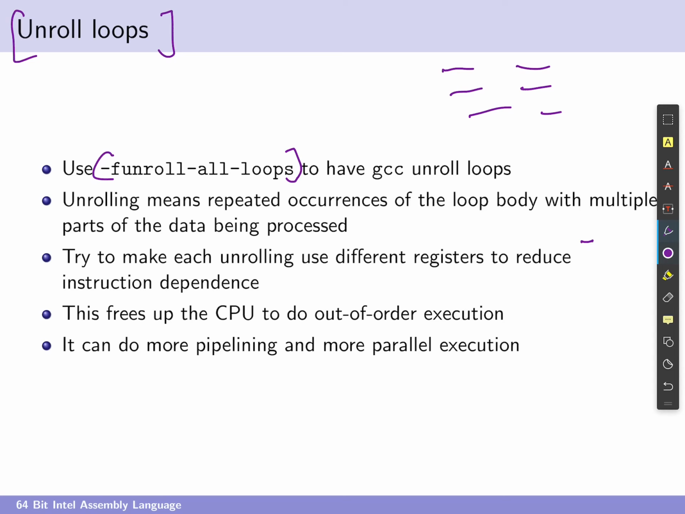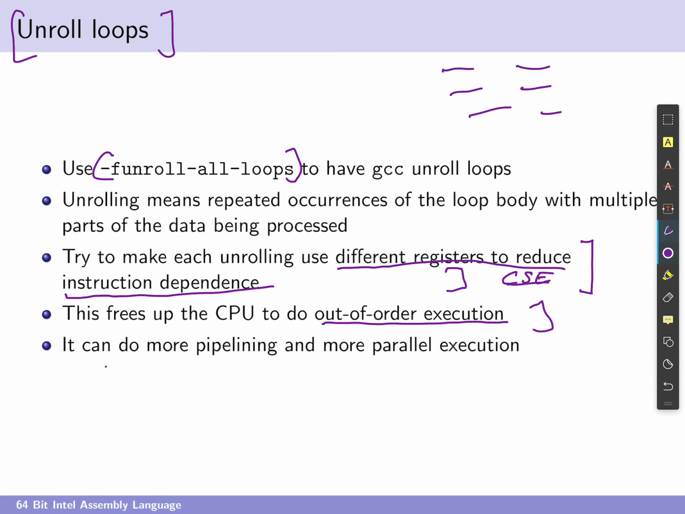There are a couple of other benefits. It frees up your CPU to do out of order execution, particularly if you make each unrolling use different registers to reduce instruction dependence. There are two things going on here, and I'll elaborate on both as we go on. The first is that if we have less instruction dependence, it's easier to figure out when I can perform my common sub-expression elimination, because I know that one instruction is not affecting another. So it makes it much easier to do that kind of decision making, and it also frees up the CPU to do what's called out of order execution. I'll come back to that term shortly.